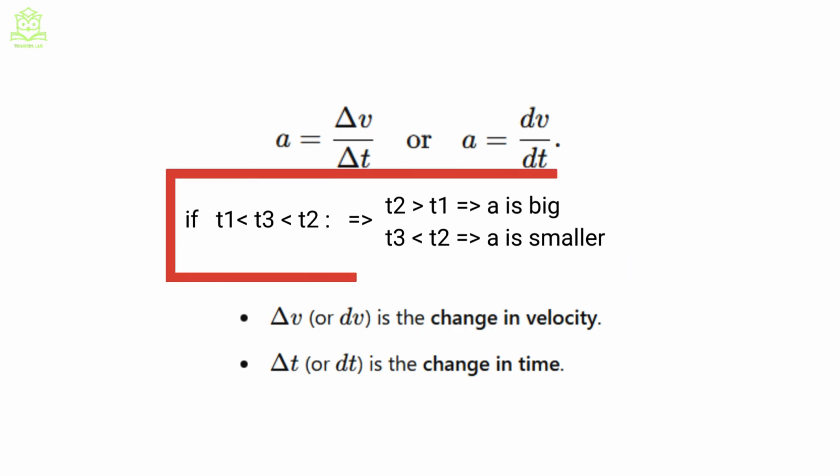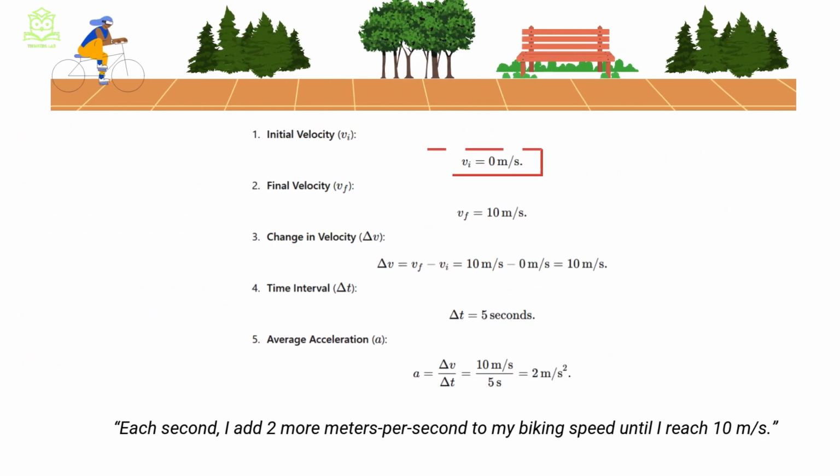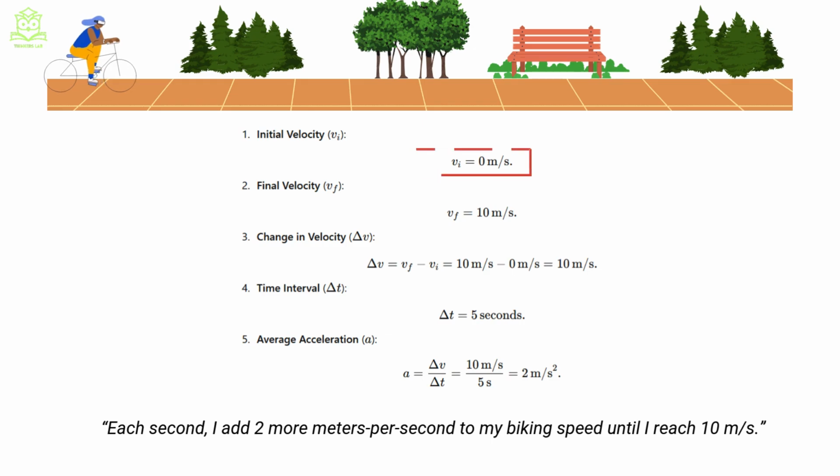A simple example. Let's continue our scene at the park. You hop onto your own bike, ready to pedal away. At first, you're not moving. After a few seconds, you're happily cruising. 1. Moment of rest. At the very start, your velocity is 0 meters per second, completely still. 2. Reaching a steady speed. After 5 seconds, you check your bike's speedometer. It reads 10 meters per second. 3. You wonder, how quickly did I speed up?